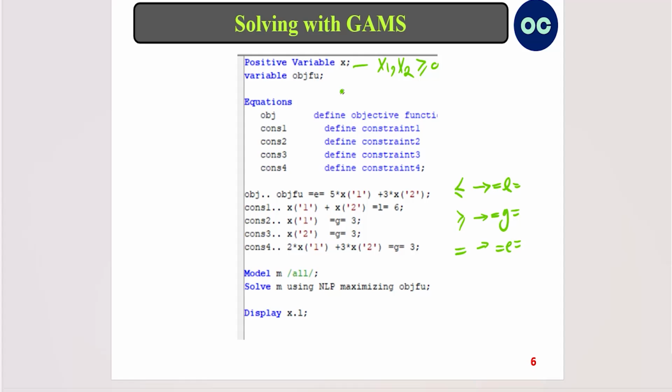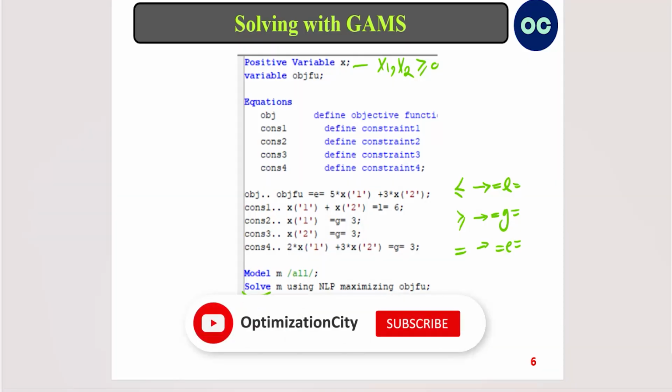We use the command solve to solve this model using the NLP solver in the maximization form of the objective function. To display the function, we use this command, display x.l, or level of the optimal solution for x. So what happened? This is the code.